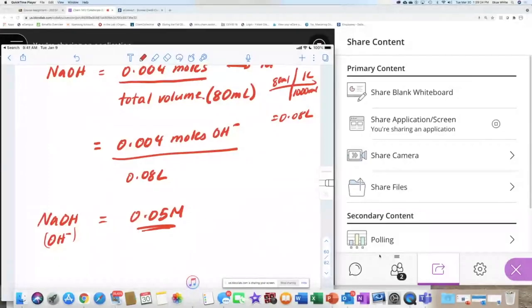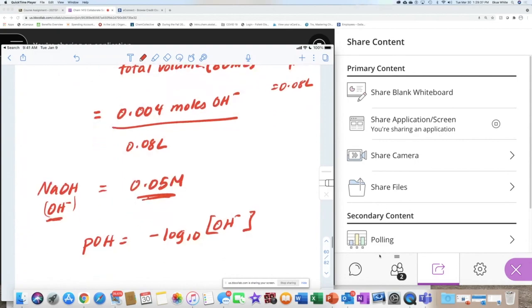So from here, I want to just find pOH. pOH is negative log base 10 of the OH minus concentration. If I have that, remember concentration means molar. I have the OH minus concentration, so that will be negative log base 10 of 0.05 molar. Yeah, I used the wrong kind of bracket, but you know what I mean, right? That's what goes in there.